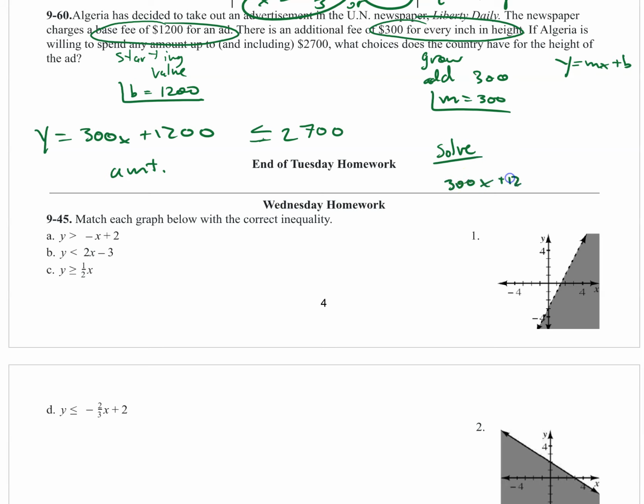How much they're willing to spend, or how much it's going to cost, it should say how much the amount is, and that should be less than or equal to $2,700. Solve that. Solve for x. Let me not circle it, it's not done yet.